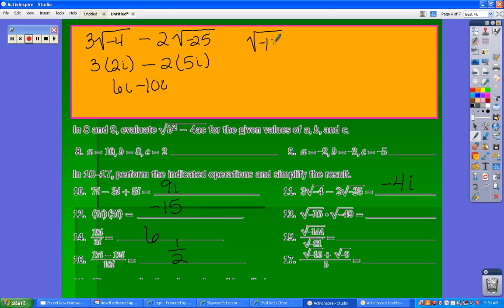Square root of negative 16 times square root of negative 49. 4i times 7i, 28 i squared. i squared is negative 1. 28 times negative 1 is negative 28. You will get very good at these the more you do.